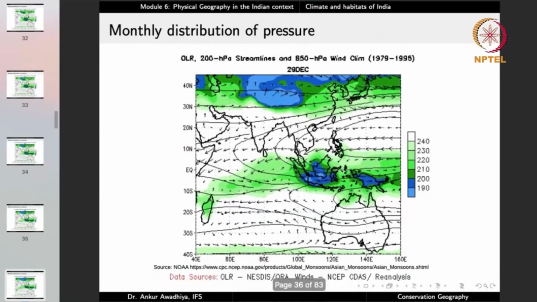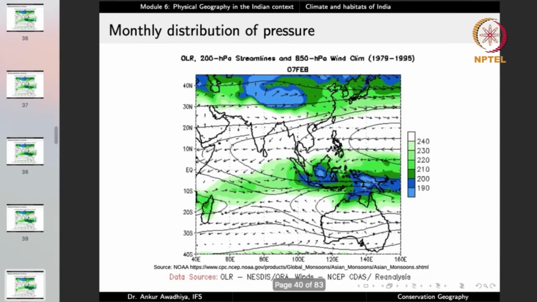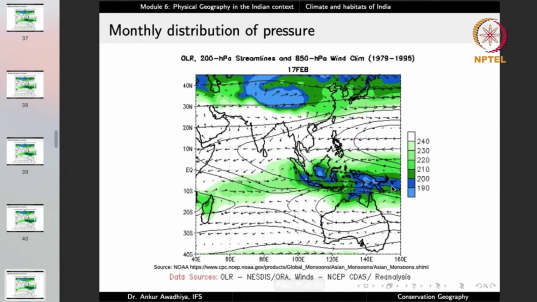So in the winter months, we have a situation where the winds are moving away from India, and so they are moving from land into water, and so they are now no longer rain bearing winds. So this is 29th of December. Now as January progresses, we enter into February. So now the low pressure zone is now close to the equator. So this is now 17th of February. So this is how the winds and the air pressures change with different seasons over India.